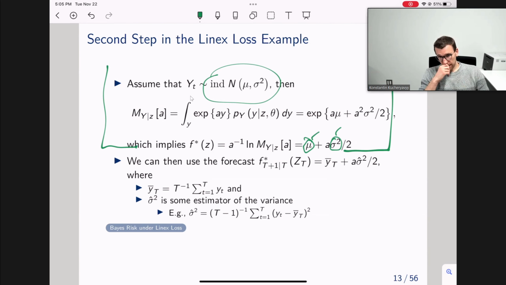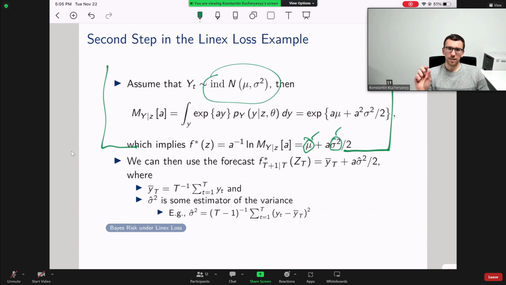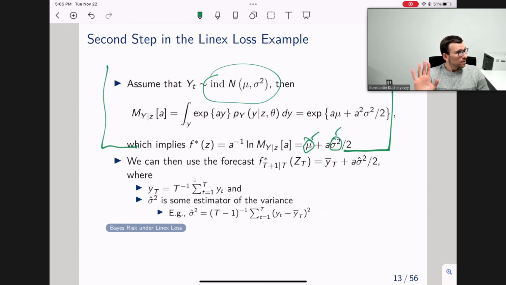But you need to come up with some estimate of these parameters so that then you can have your forecast. Does this part make sense? Yeah, it does. So the question is just how to estimate them, right? Yeah, how to estimate them, yes.